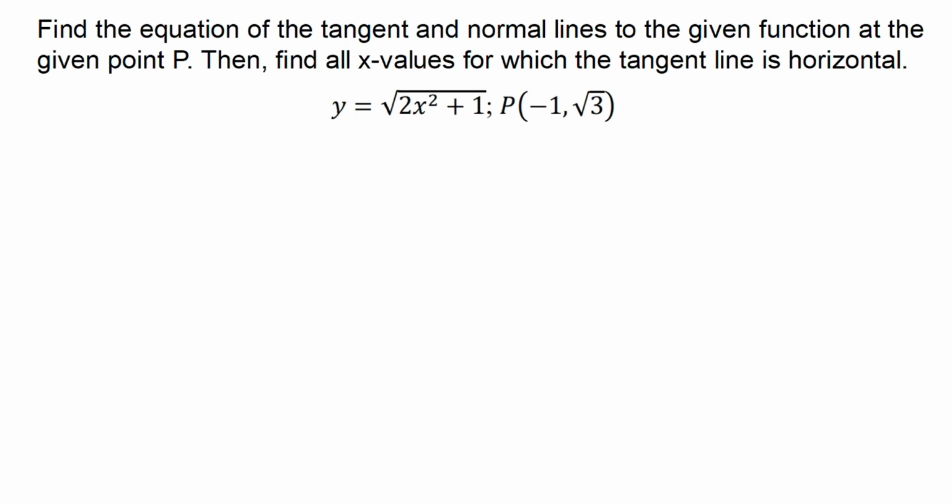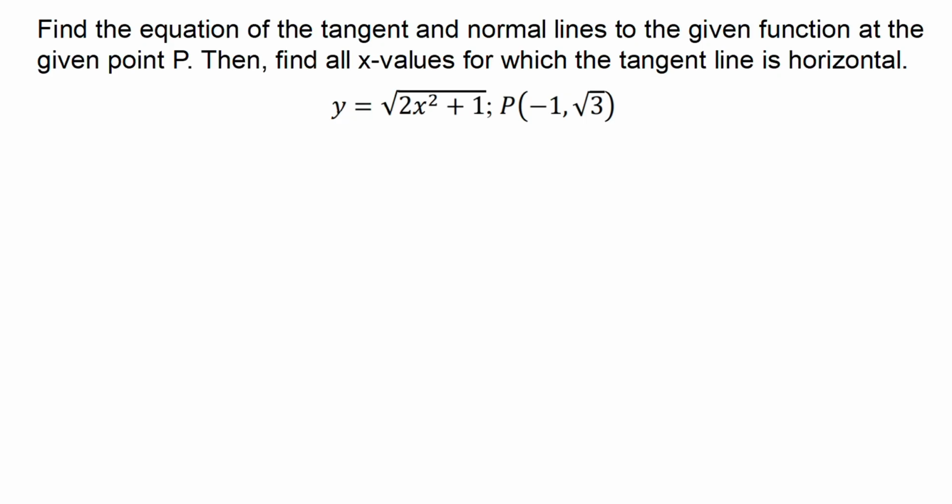All right, our next one here is asking us the same thing that the previous question was asking, right? To find the tangent line and the normal line at that point. This time it's -1, √3, and then also to find any x values when our tangent line is horizontal. So step 1 is just going to be take our derivative.